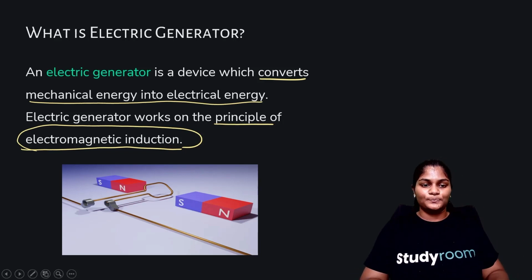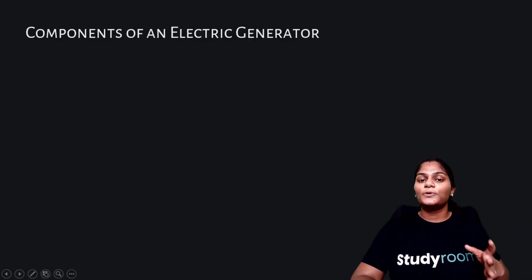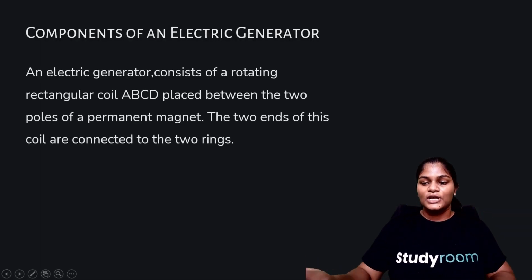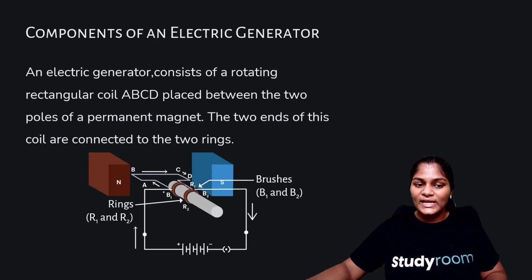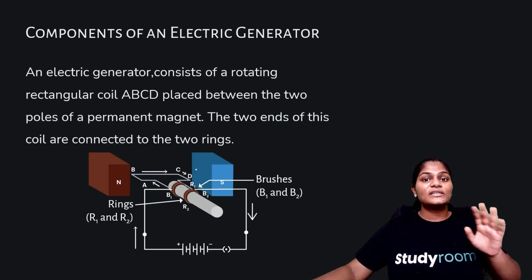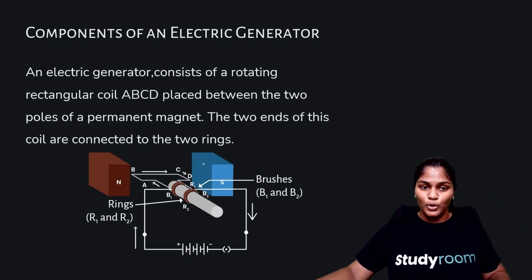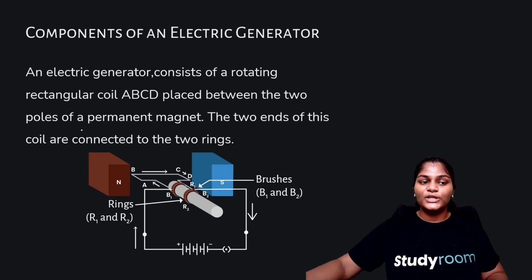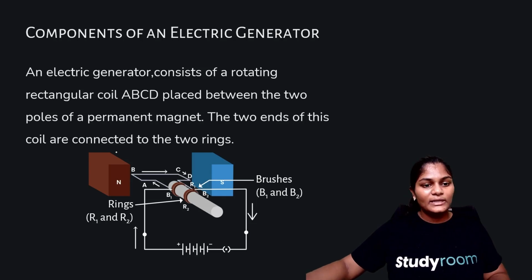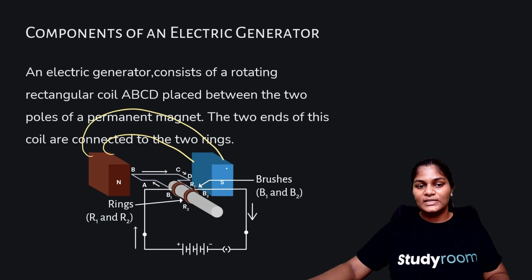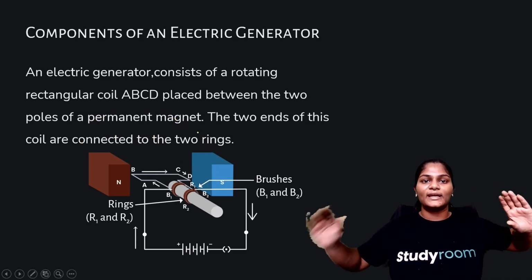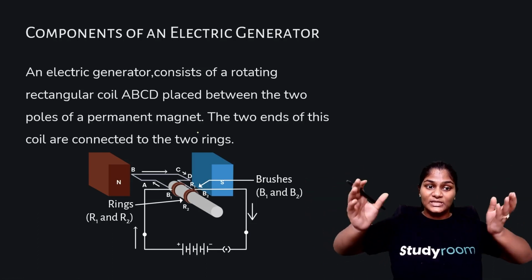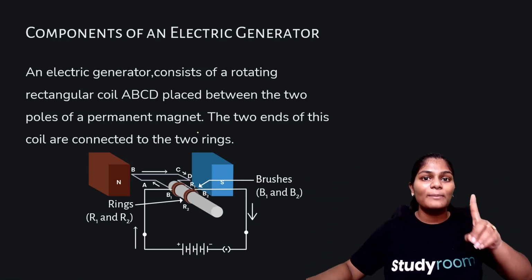Okay, let's go. So the components of an electrical generator. It says that an electrical generator consists of a rotating rectangular coil ABCD, which is the same coil you had in case of your motor. It is placed between two poles of a permanent magnet. This could be a horseshoe magnet like this. I'm not showing it here right now, this is just for you to imagine that these are not two poles individually kept. These poles belong to one magnet.